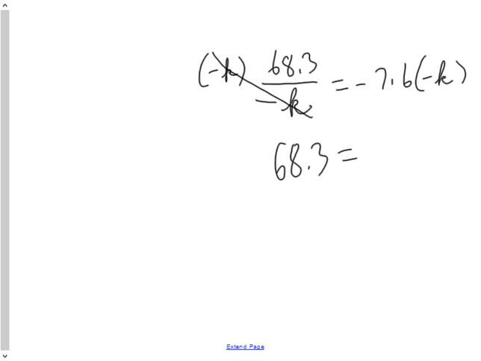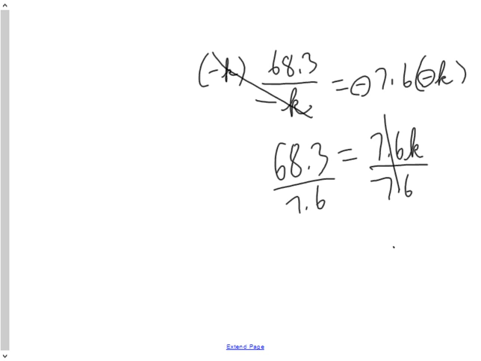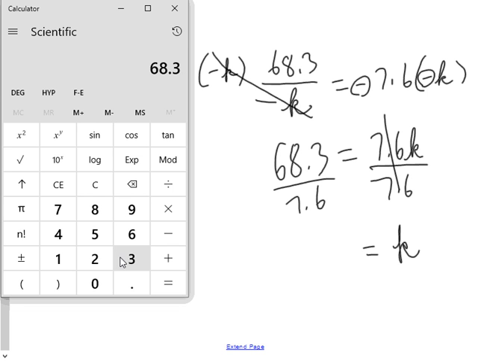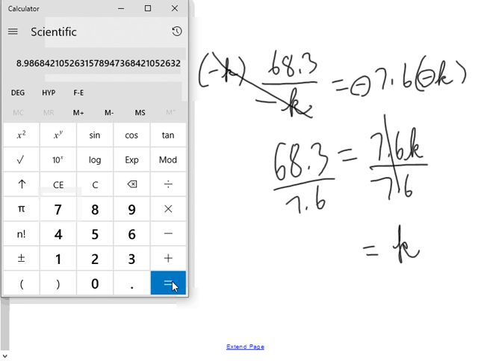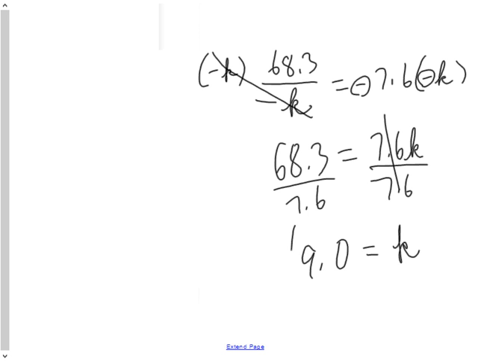Will equal positive 7.6k because a negative multiplied by the negative will be the positive. Divide both sides by your new coefficient. And k will equal 68.3 divided by 7.6 is, we're rounding to your nearest tenth. That will become 8.9. We'll go up 1, which will make it 9.0. Don't forget to put your approximately. Approximately the value of 9 is the value of k.